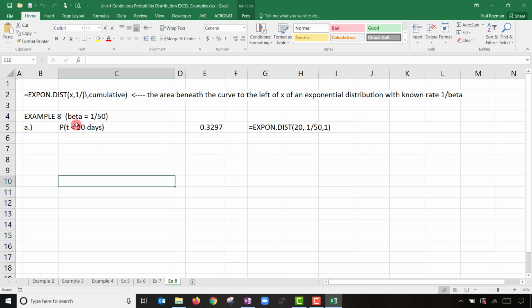Again, this is probably a typo. This shouldn't say beta, it should say 1 over beta. Beta is 50. So yeah, it would have been better not to do this. Exponential, expon.dist, we input 20 because we want 20 or less. That's our rate. So it always is asking for the rate. And we get the same result.